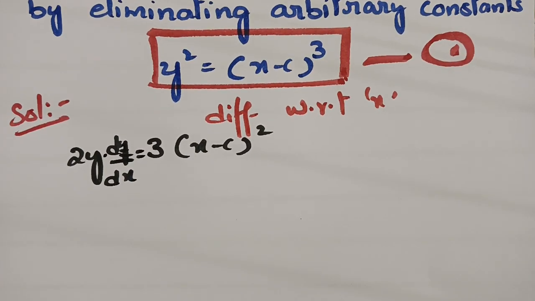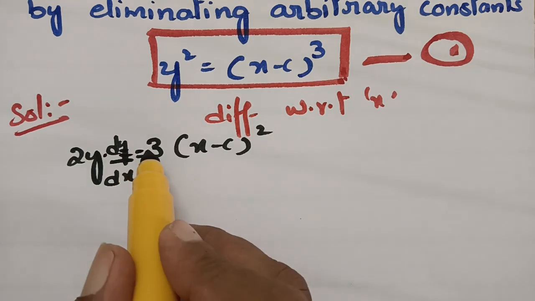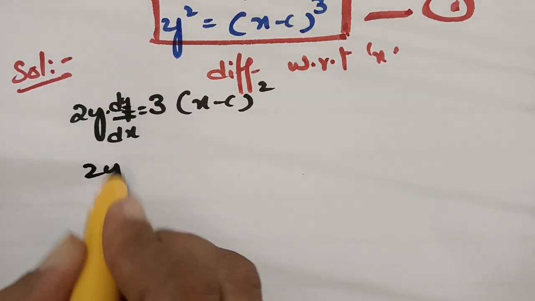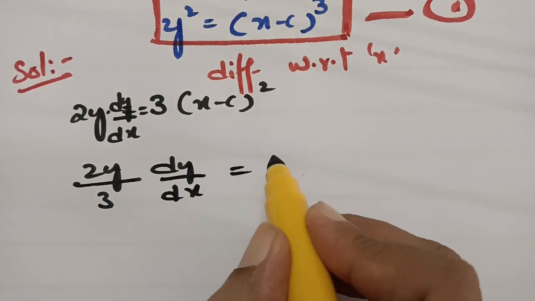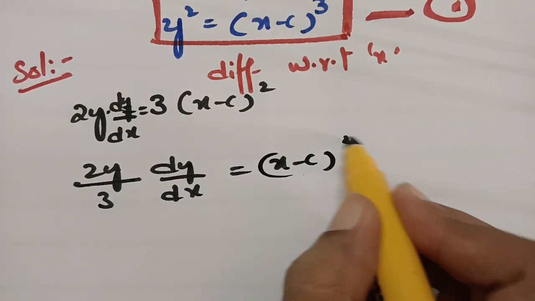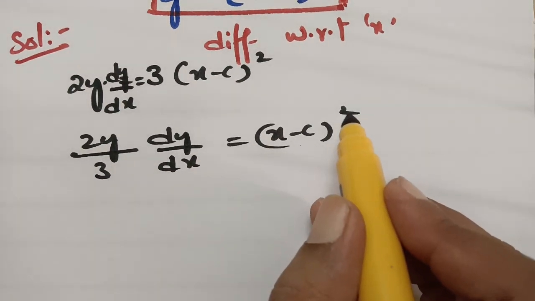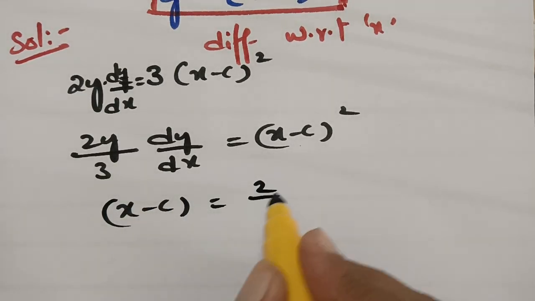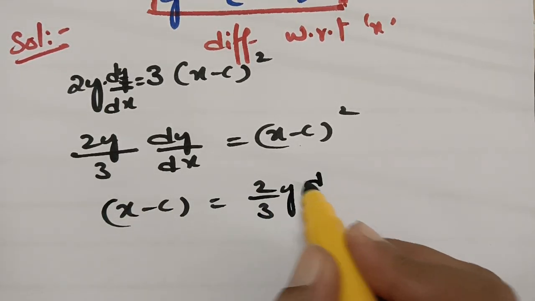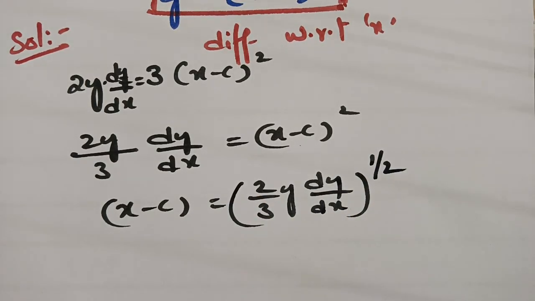And now I want the value of x minus c in order to place here. Therefore, I am sending this 3 to the other side. So this will be 2y by 3 into dy by dx is equal to x minus c whole square. And I am sending this square to the other side. Therefore, x minus c is going to become 2 by 3y into dy by dx whole to the power 1 by 2. And this is our x minus c value.